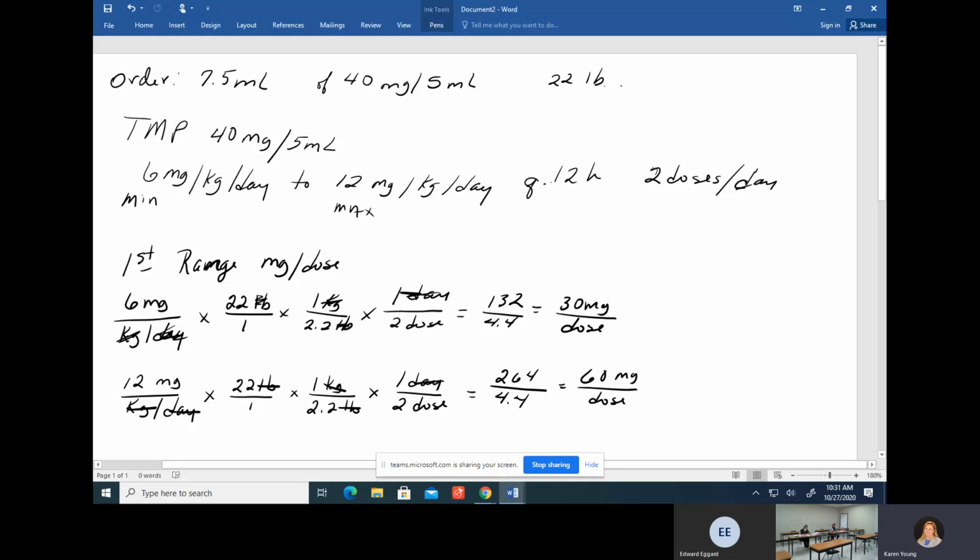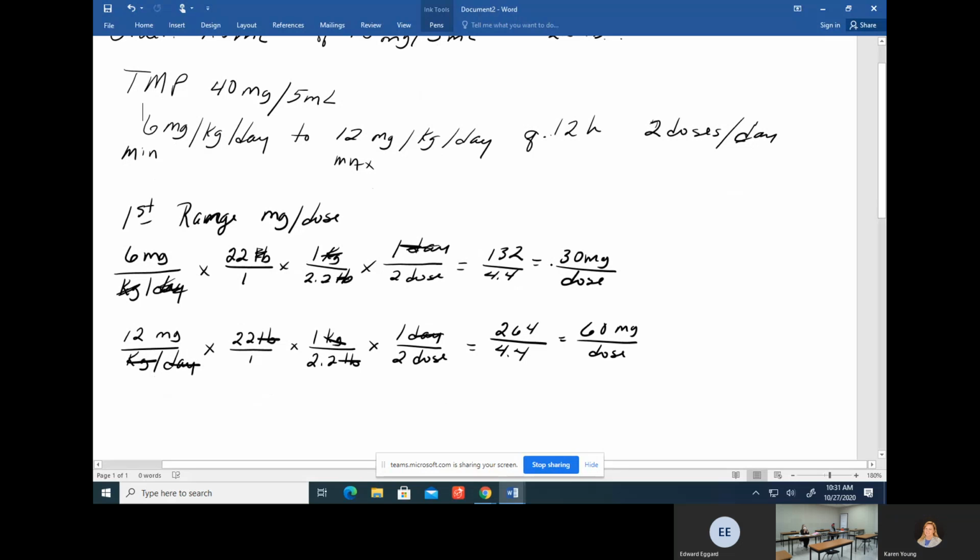Okay, so the 40 milligrams in the 5 milliliters, that's safe, right? Okay, so we know that much is safe. But since it's ordered by the number of milliliters, is my number of milliliters safe? So now I have to find, second, the number of milliliters per dose for the range.